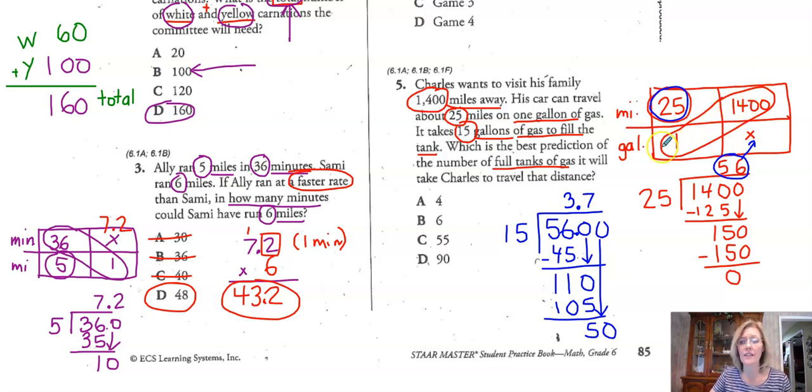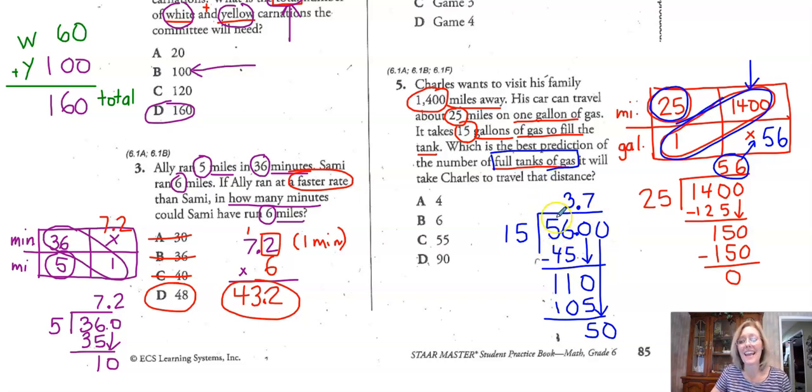So to solve this, I did my math just like I've done before. I circled that up. 1 times this is 1,400. Then I divide by the number left over, and I got 56. So 56 is the number of gallons that he needs to make it this many miles. Okay, we can't stop there though. We don't care about how many gallons of gas he needs. We want to know how many full tanks of gas he'll have to fill up with.